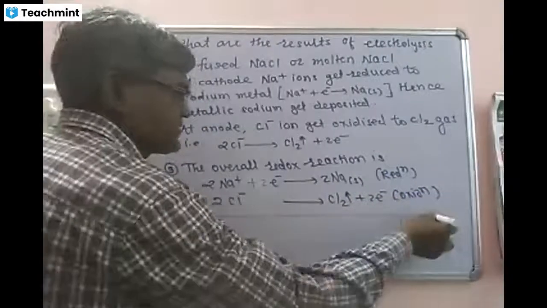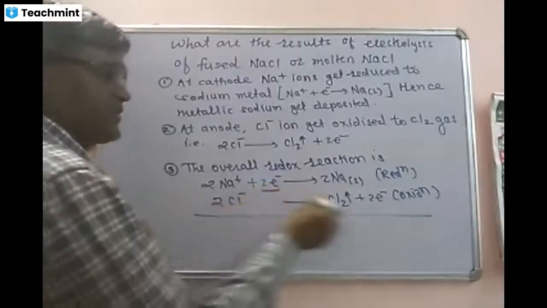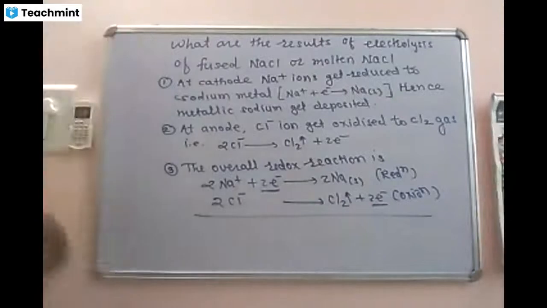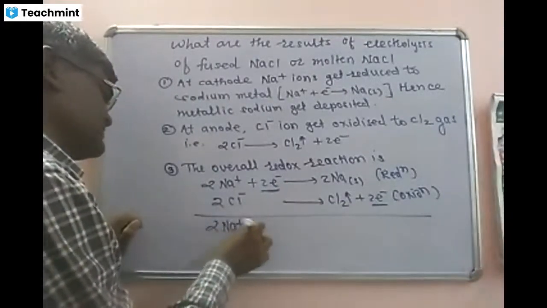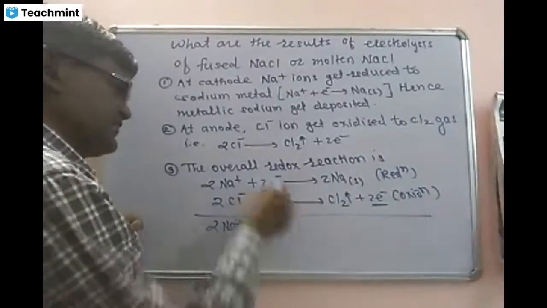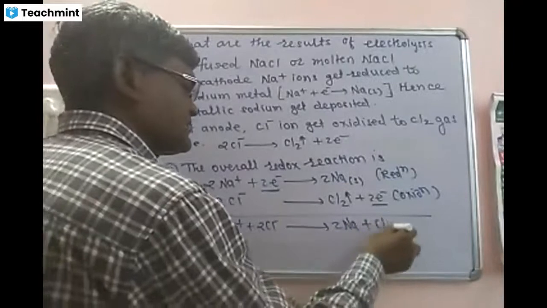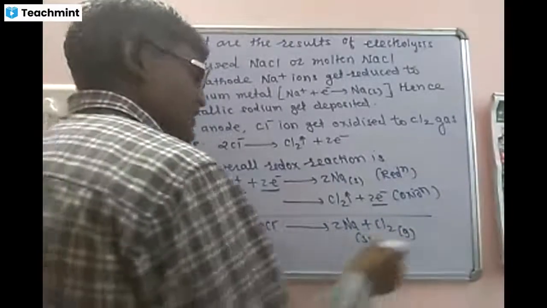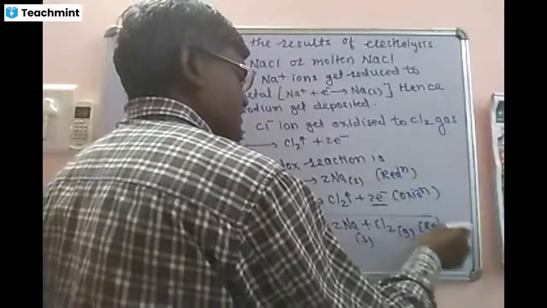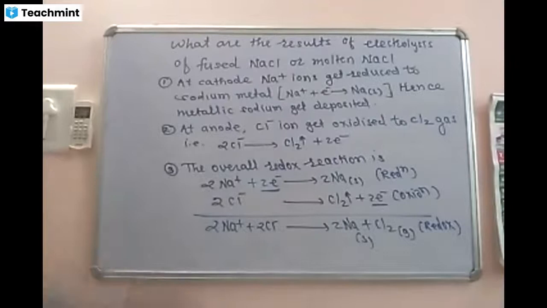So if I add these two, these electrons will get cancelled. यहाँ पे 2 इलेक्ट्रॉन है और इधर में 2 इलेक्ट्रॉन है. They will cancel each other, and finally left is twice Na positive plus twice Cl negative is equal to twice Na plus Cl2. This is gas, this is solid, and overall reaction is oxidation plus reduction. So this is a redox reaction that occurs in the electrolysis of NaCl.